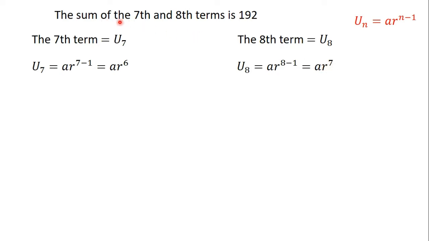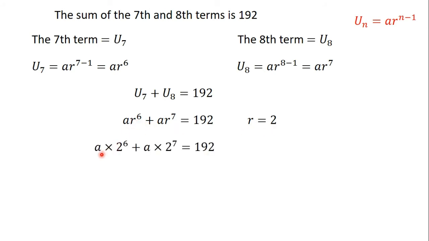We know that the sum of the 7th and 8th terms is 192. This means that U7 plus U8 is equal to 192. U7 is ar^6, U8 is ar^7. So ar^6 plus ar^7 is equal to 192. Remember, we have just found out that r is equal to 2. So we can replace r here with 2, and this will give us a times 2^6 plus a times 2^7 is equal to 192.